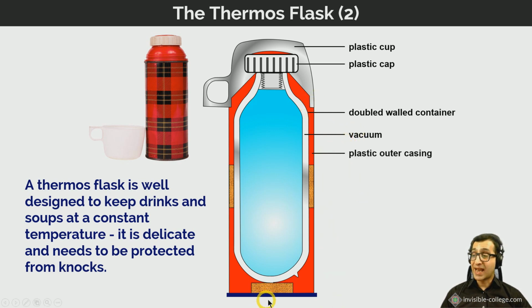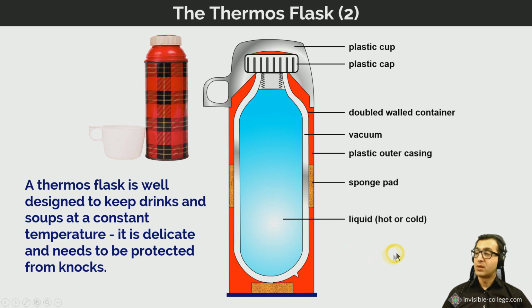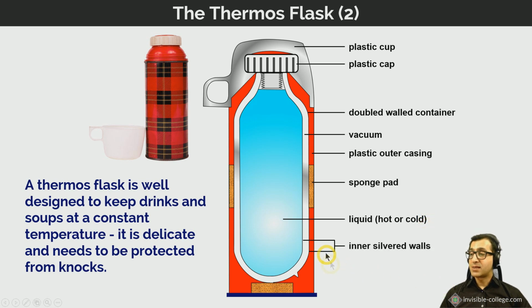We have a plastic outer casing, which again minimizes heat transfer by conduction because it's a good thermal insulator. And we have a sponge pad holding the very delicate double-walled glass flask in place, and the sponge itself contains numerous air pockets, and air is also a poor conductor because the particles in a gas are very widely spaced apart. So here we can have a hot or a cold liquid, and we have inner silvered walls.